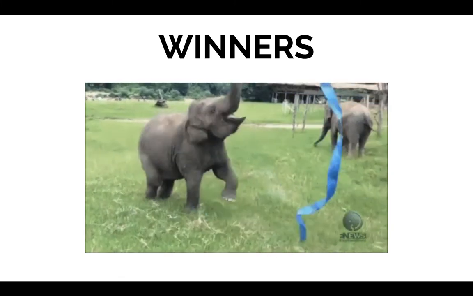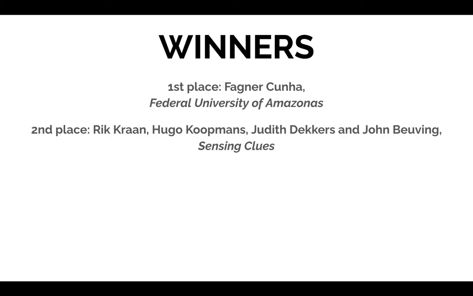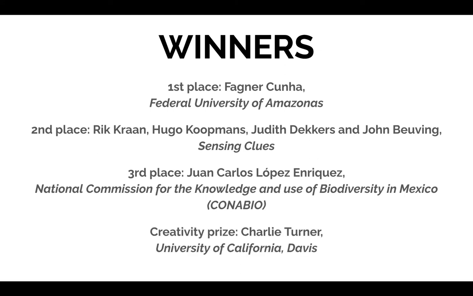Now, to go on to the winners. We're incredibly excited to announce that first place is being awarded to Fagner Cunha from the Federal University of Amazonas. Second place goes to Rick Kran, Hugo Koopmans, Judith Deckers, and John Booving at Sensing Clues. And I apologize, I'm trying my best to pronounce everyone's names. And third place goes to Juan Carlos Lopez Enriquez at the National Commission for the Knowledge and Use of Biodiversity in Mexico. And the Creativity Prize is being awarded to Charlie Turner from UC Davis. And Charlie's Creativity Prize is based on some very interesting investigations he was doing into trying to determine good ways to incorporate the satellite imagery.